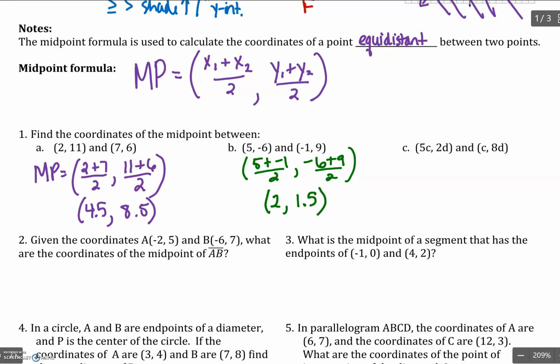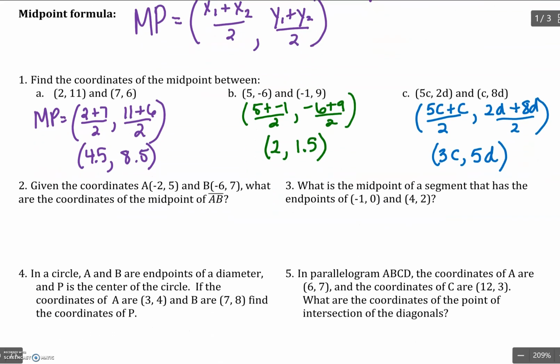These ones here where we have variables, you really can't graph that. So we have to stick with our formula where we average our x values and average our y values. And so 5c plus 1c is 6c, and then divide that by 2 and you get 3c. 2d plus 8d is 10d, divided by 2 would be 5d.